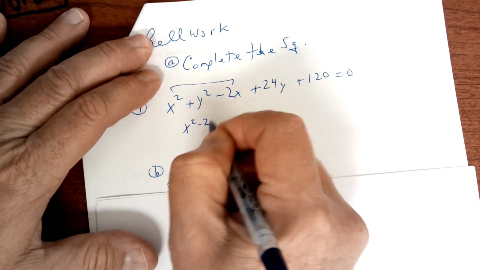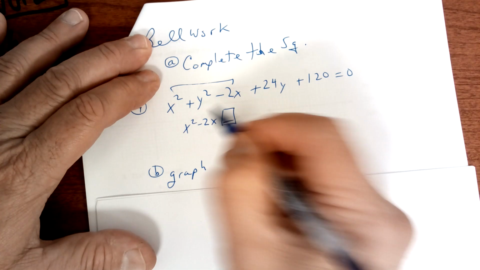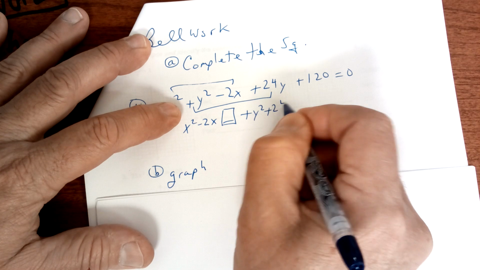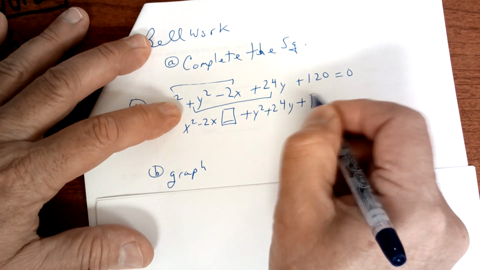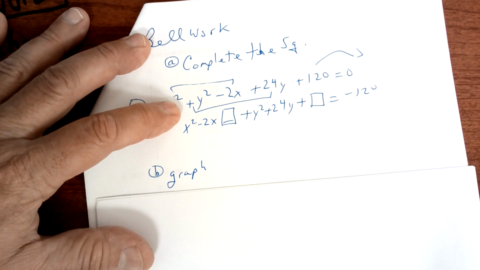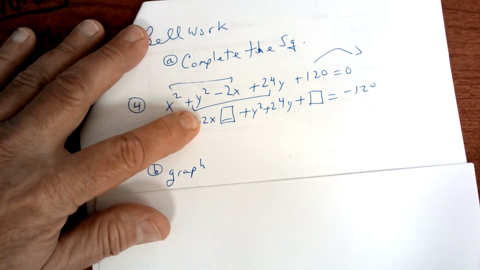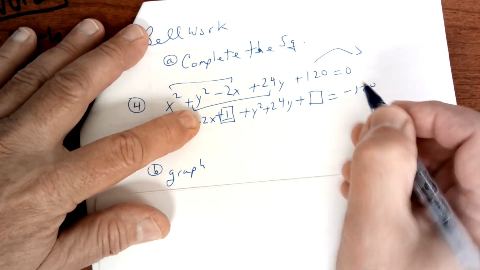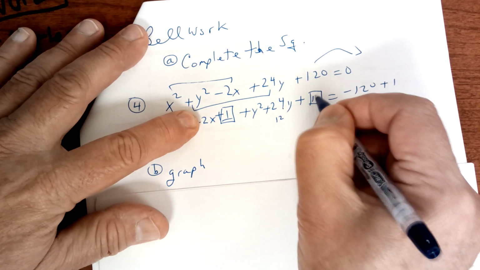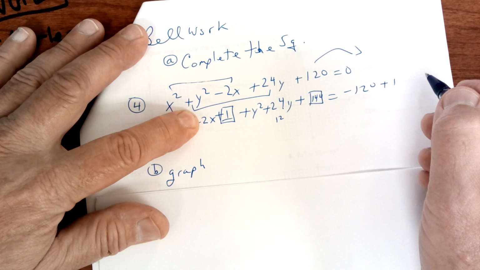And leave a space or a box. And then you're going to put your Y's together and leave a box. And then move this one to the other side. It becomes a negative. So you're going to take half of 2 and square it, you get 1. So you're going to add 1 to both sides. Half of this is 12 and square it, you get 144. So you're going to subtract 144.